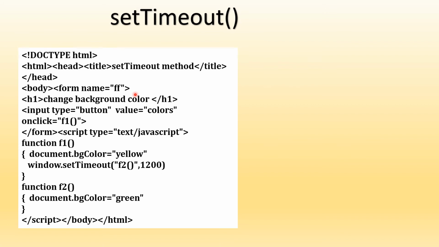Now here we can see this is an HTML5 program in which I have a form, an H1, and a button. On the button, the value "colors" is written. There's an onclick event and function F1. This is the function F1 which has to run.